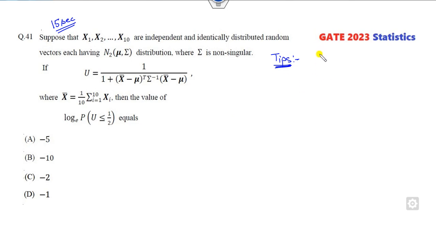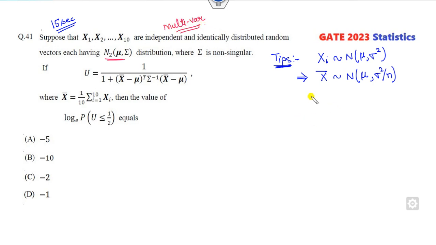So first of all, you all know if xi follows a normal distribution with mean mu and variance sigma square, then what is my x bar? It again follows the normal distribution with mean mu and variance sigma square by n. That is for the single variable. But here you can see this is nothing but a multivariate distribution. So the rule is similar.